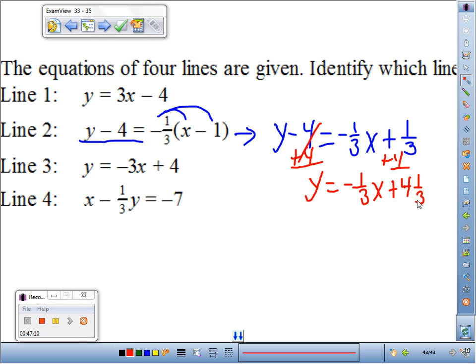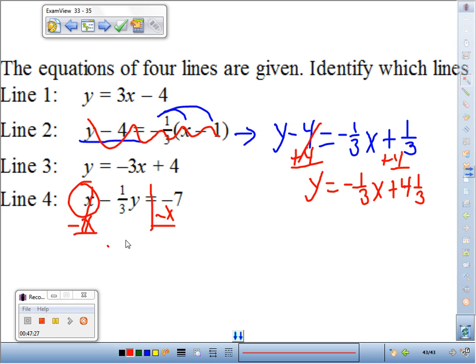Is it in slope-intercept form now? Yes. Let's go on to the next one. I'm going to cross this one out since I already transformed it. Is this one in slope-intercept form? Yes. How about this one? No. So we need to get rid of the x. So that means I subtract x. We're left with negative 1/3 y equals negative x minus 7.